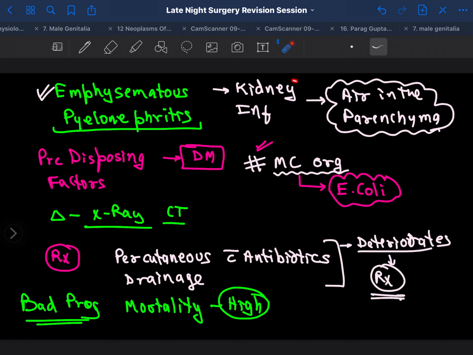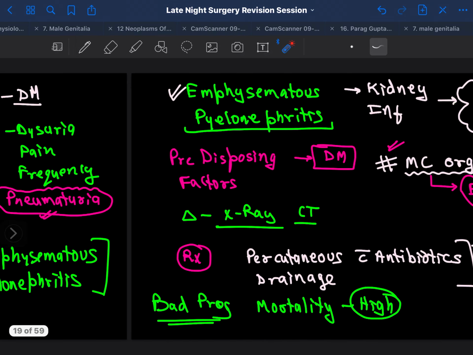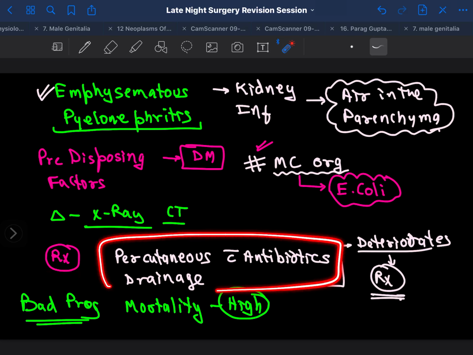What are the things here, guys? Emphysematous pyelonephritis is basically a kidney infection, and here there is air in the parenchyma. The predisposing factor is diabetes mellitus. The most common organism involved is E. coli. If you perform an X-ray and a CT scan, you are able to find gas in this lesion, so X-ray and CT scan are used to diagnose it.